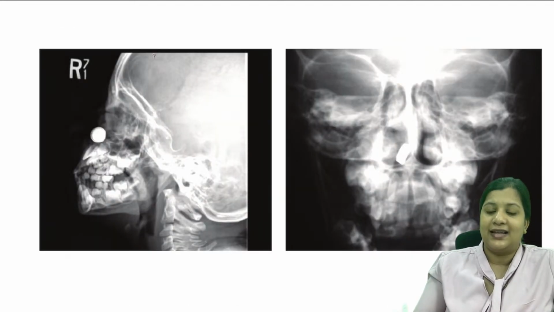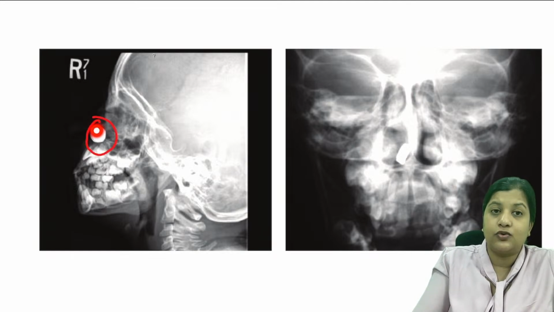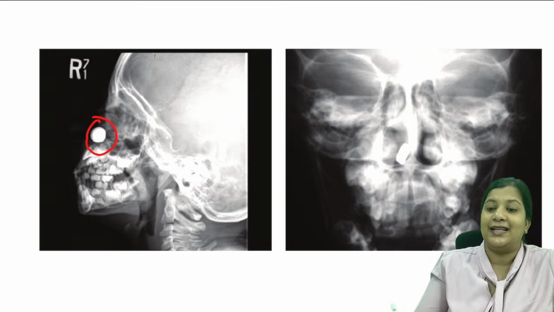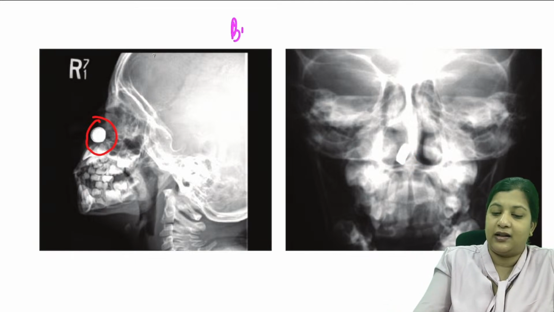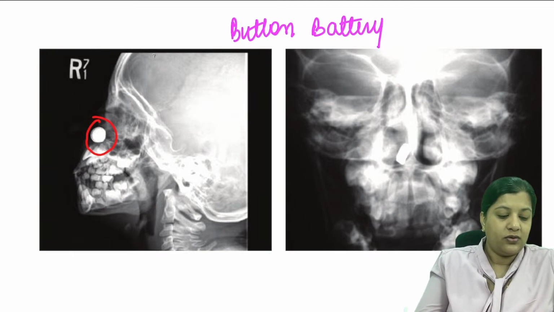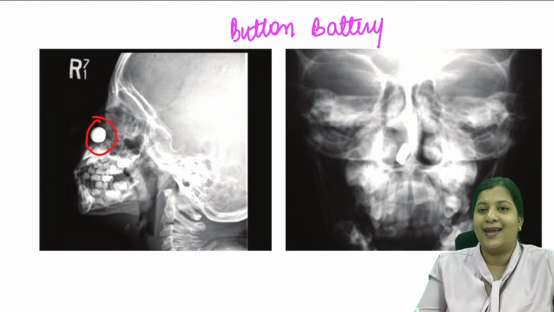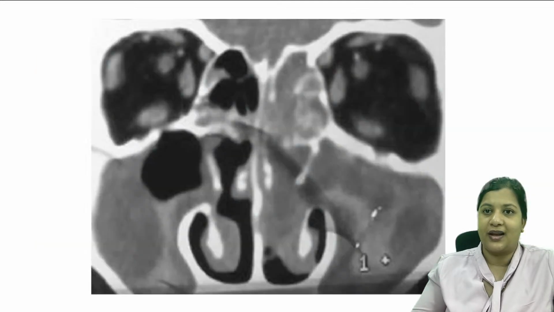Now look at this. There is something that you see in the nose, and if you see very closely, it has two rings. So if you see these two rings, what do you think it is? It is a button battery in the nose. So it's a foreign body in the nose, probably a button battery. So, bilateral acoustic neuromas are seen in neurofibromatosis type 2. Here we saw only one side ice cream cone appearance, so we will not take NF2 as our consideration, right?